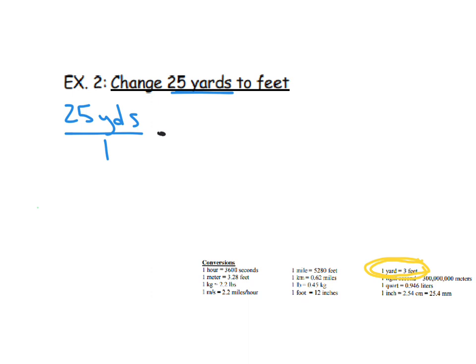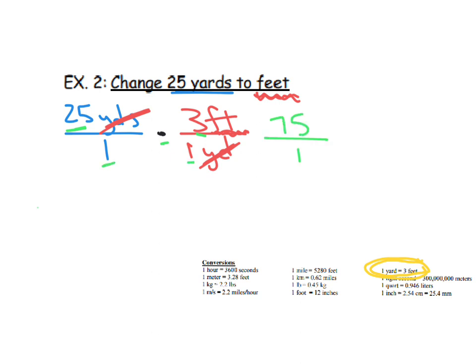So if we look, we want our yards to cancel because we want to end up with feet. So we're going to put yards on the bottom. So 1 yard is the same thing as 3 feet. That way this yard cancels with that yard. Feet is what we have left, which is what we want. So now we'll multiply straight across. 25 times 3 is 75. 1 times 1 is 1. Well, 75 divided by 1 is just 75. And our unit left is feet. So 25 yards is the same thing as 75 feet.